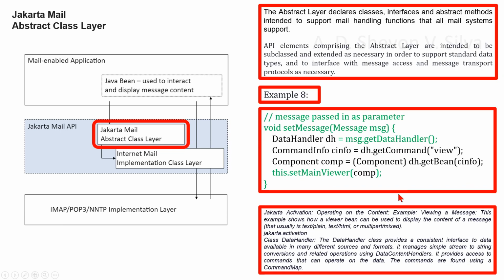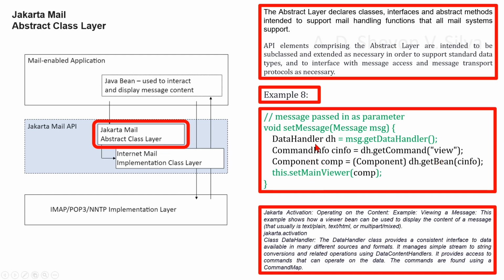Now we are considering an example of operating on the content in Jakarta Activation. Here we are considering viewing a message. This example shows how a viewer bean can be used to display the content of a message that is usually text plain, text HTML, or multipart mixed.